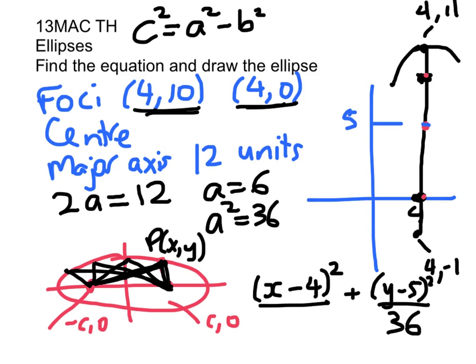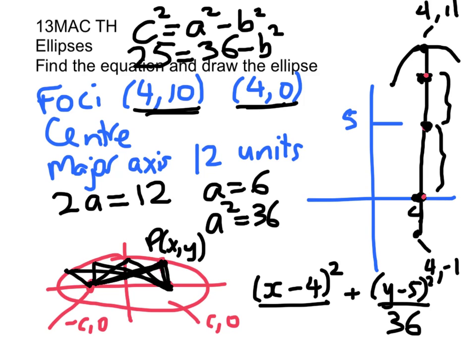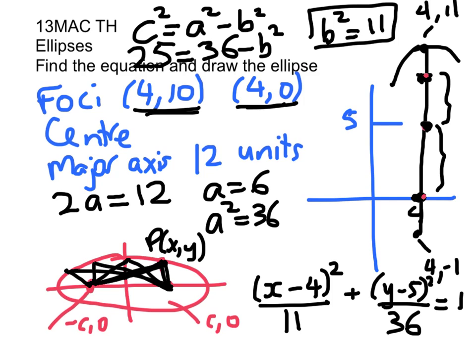Now the c that I'm using here is really the distance from the centre. Okay, so how far am I from the centre? I am 5 units from the centre. So 25 is equal to 36 minus b squared. b squared is equal to 11. Right, so my equation is this.